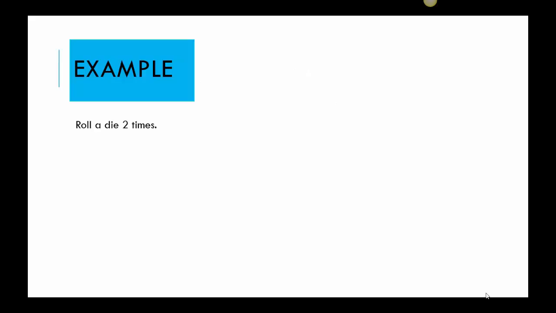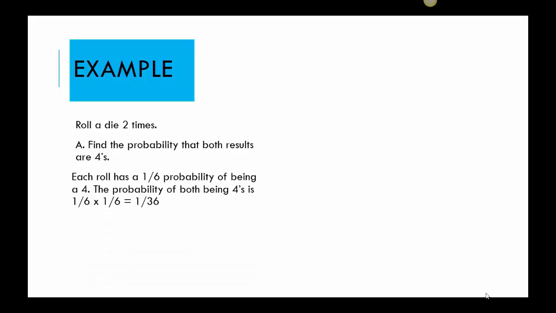Okay, so let's look at an example. Let's say I roll a die 2 times. So not 2 separate dice, but one die, I roll it, and then I roll it again. All right, so let's find the probability that both results are 4s. Each time I roll it, I have a 1 out of 6 probability of getting a 4. So if I'm going to roll the die 2 times, I would have the probability of 1 over 6 times 1 over 6, which gives me 1 over 36.